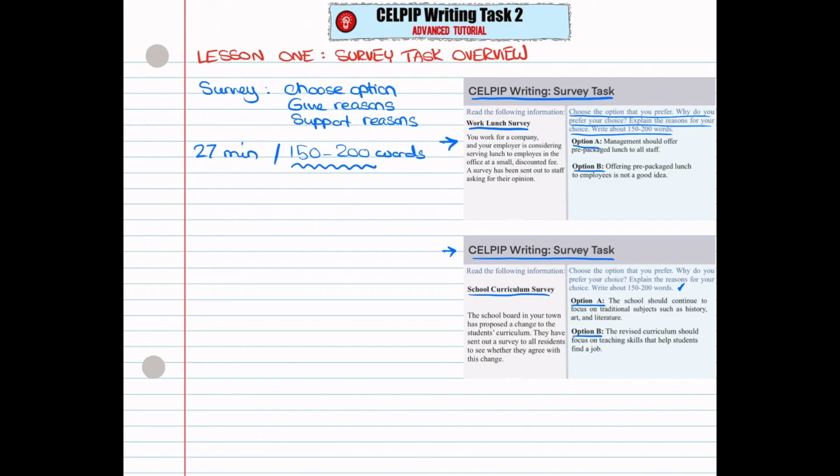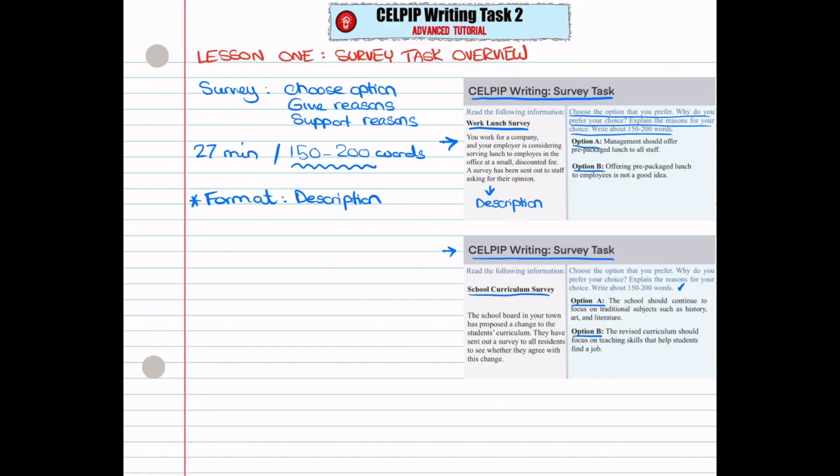Now, in the two sample topics we reviewed, you can see there are two parts. The first part on the left is called the description. This part provides you with some background information on the topic. For example, it explains the conditions that led to the survey and the choices.